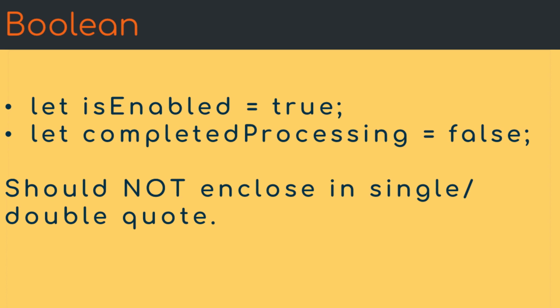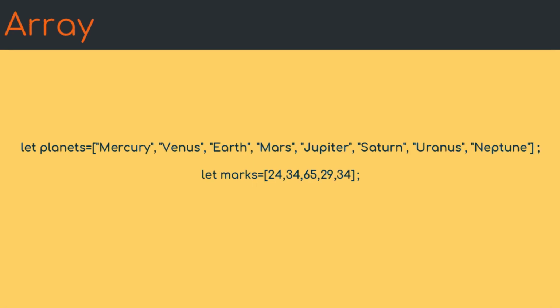Boolean can be either true or false values. Boolean values should not be enclosed within double or single quotes. An array is a single object that contains multiple values enclosed within square brackets. Each value in an array should be separated using a comma.